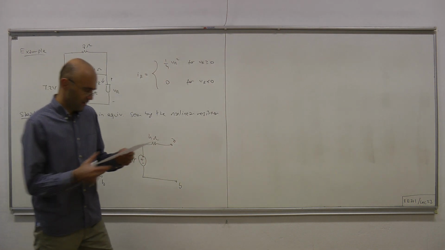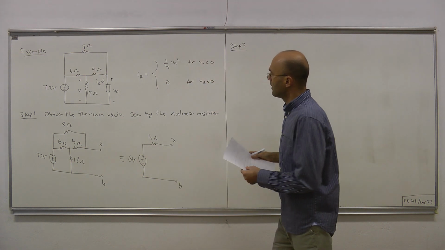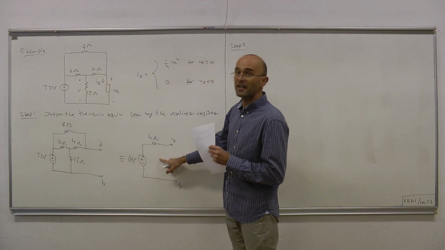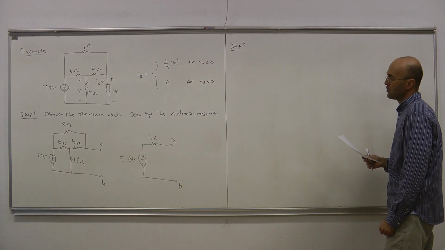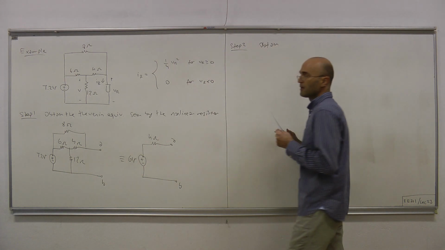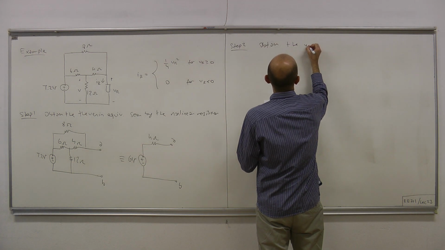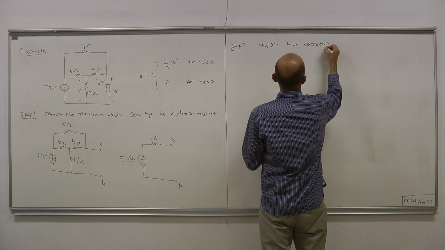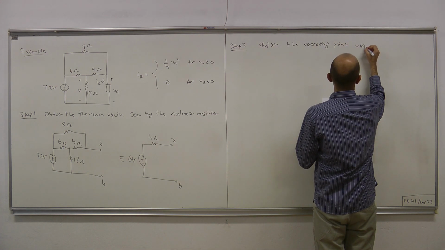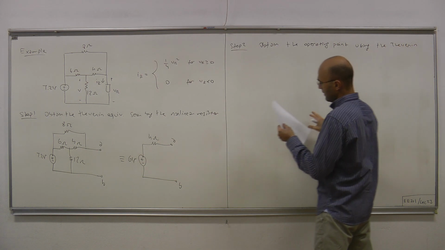Then step 2 is, now we can replace this circuit with its Thevenin equivalent representation, and it's much easier to work with that new circuit. Obtain the operating point using the Thevenin equivalent circuit.